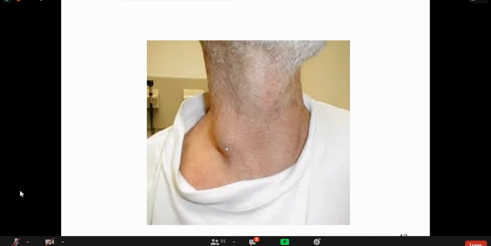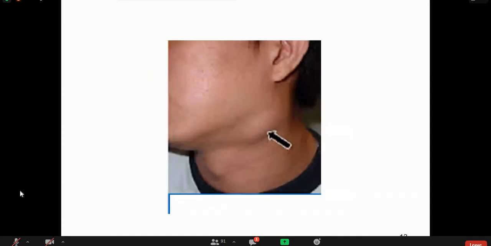Please focus. It can be enlargement of a single lymph node, or it can be a matted formation of 3 to 4 lymph nodes, 5 to 6 lymph nodes, 1 to 2 lymph nodes. How can we differentiate? By physical examination. So, which lymph node?